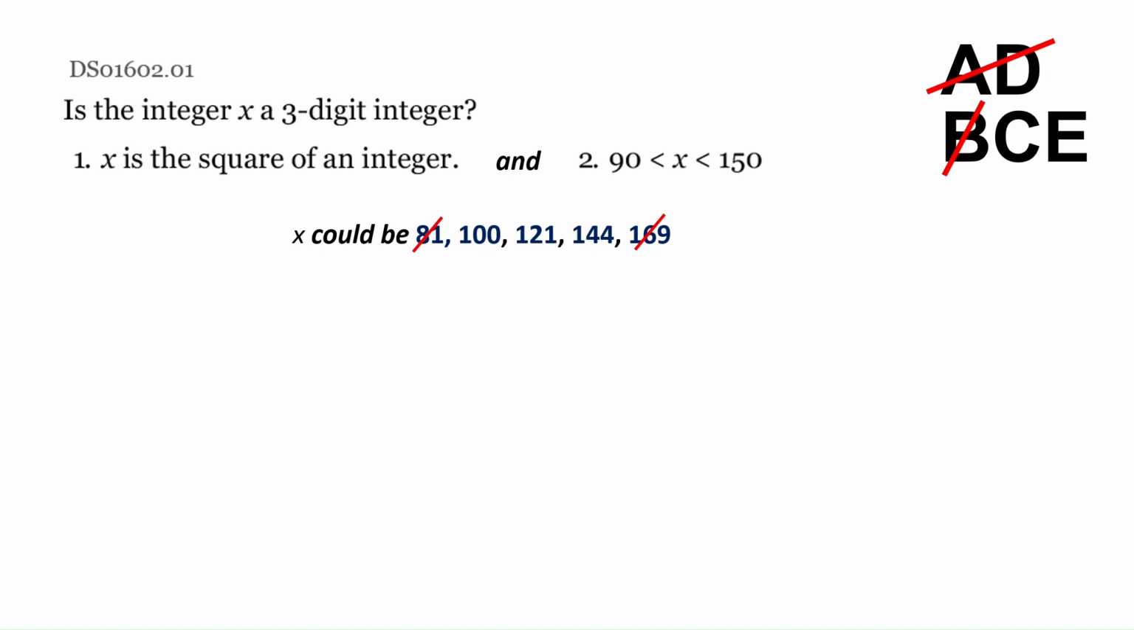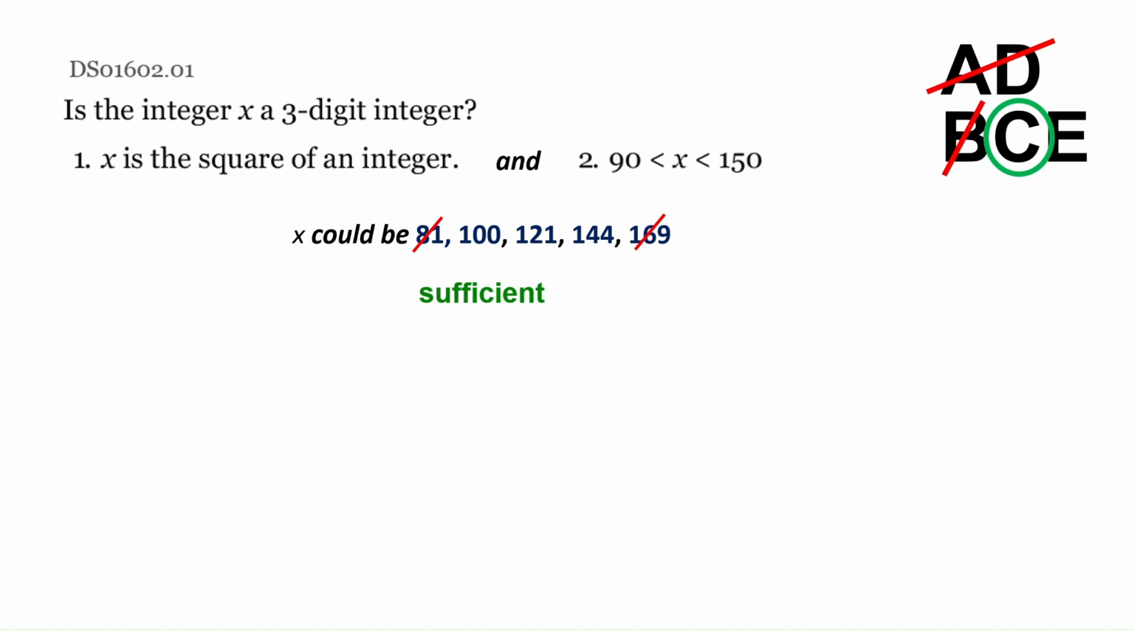At this point, you might be thinking, we still don't know what x is, so this is not sufficient. But that isn't accurate. Whichever one of these numbers x is, we know that x is a 3-digit integer. The two statements together are sufficient. The correct answer is C.